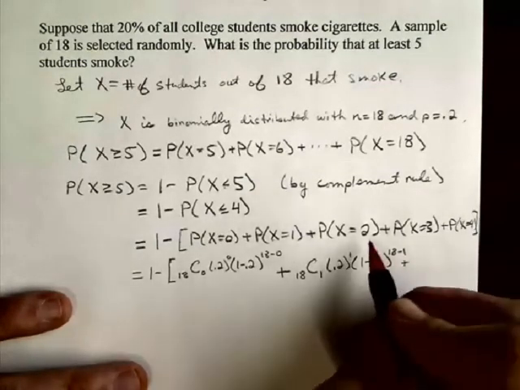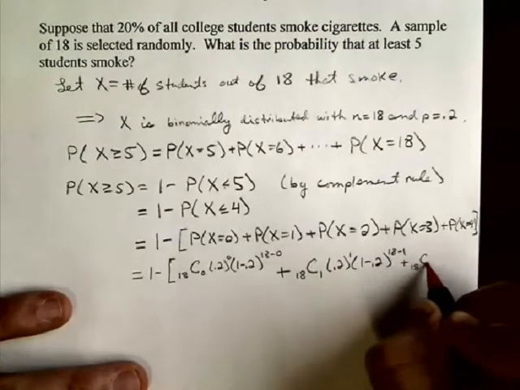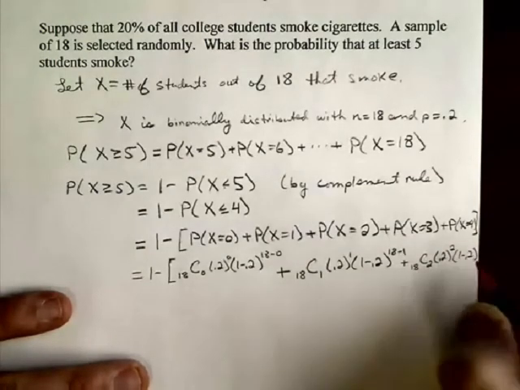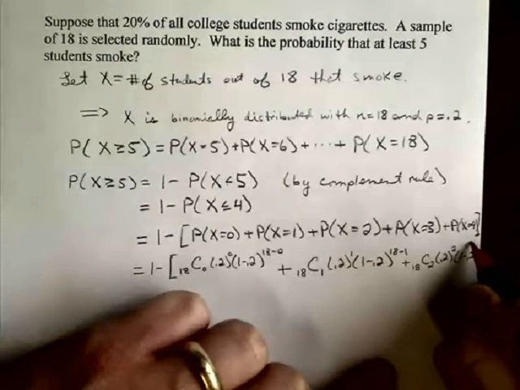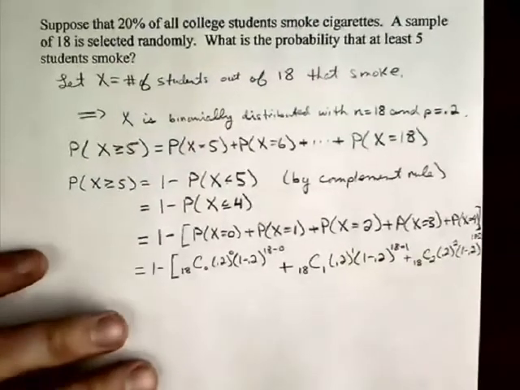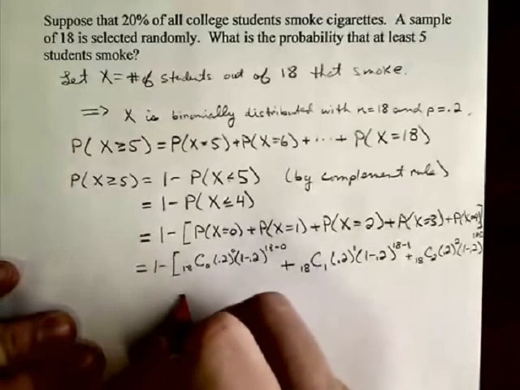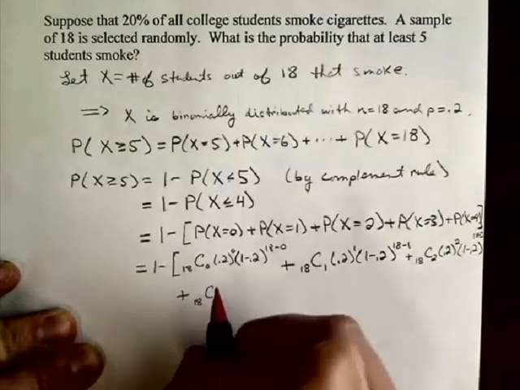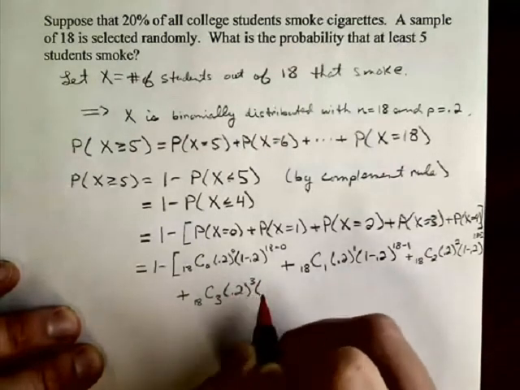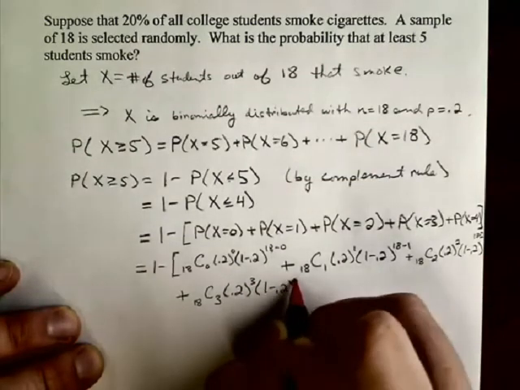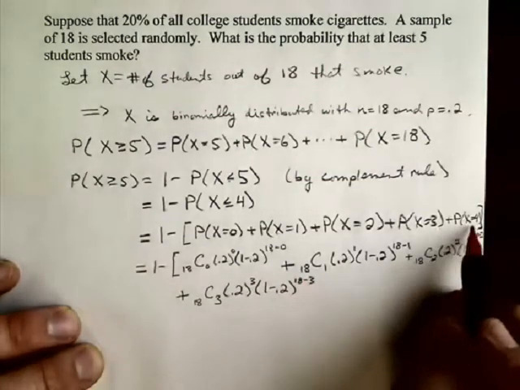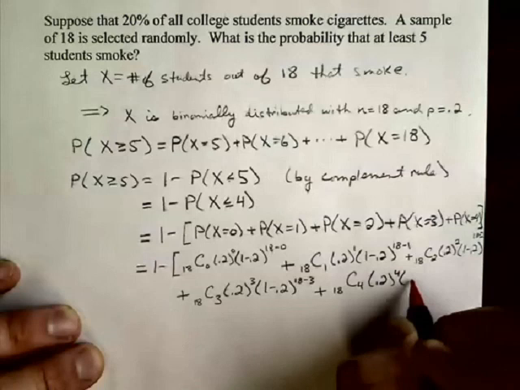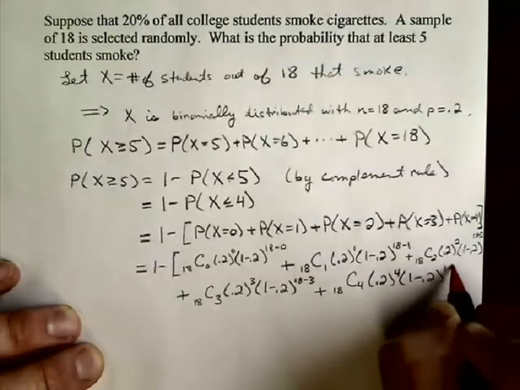plus this probability now, which would be 18 choose 2 times 0.2 raised to the 2nd power times 1 minus 0.2 raised to the 18 minus 2 power, plus this probability here is going to be 18 choose 3 times 0.2 raised to the 3rd power times 1 minus 0.2 raised to the 18 minus 3rd power, plus this probability, which is 18 choose 4 times 0.2 raised to the 4th power times 1 minus 0.2 raised to the 18 minus 4th power.